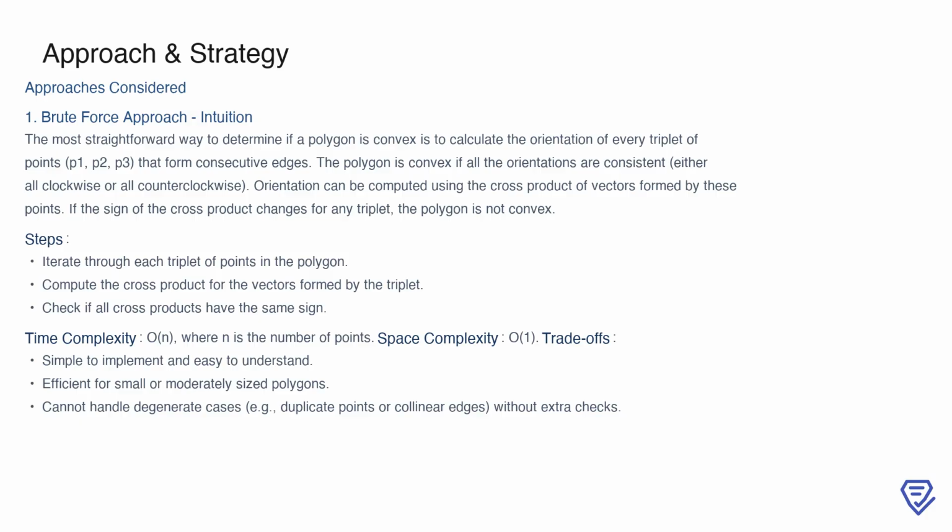The orientation of 3 points can be calculated using the cross product of the vectors formed by these points. If we detect a change in the sign of the cross product for any triplet, it indicates that the polygon is not convex. This approach involves iterating through all triplets, computing their cross products, and verifying that the signs remain the same throughout. It has a time complexity of O(n), because we examine each vertex once, and it requires O(1) space. While it is simple and efficient for smaller polygons, it may struggle with degenerate cases, such as duplicate points or collinear edges, unless additional checks are implemented.